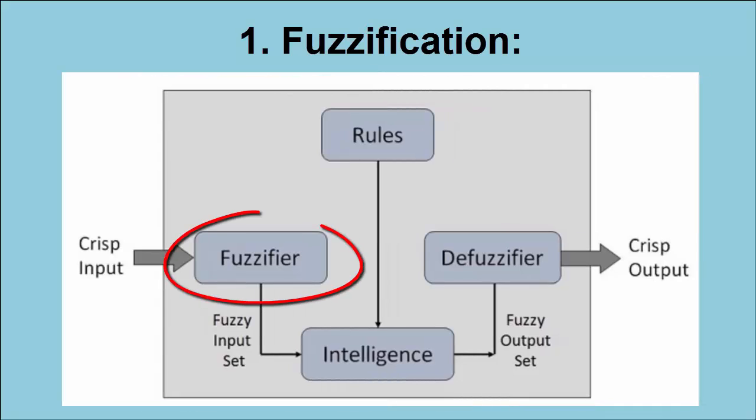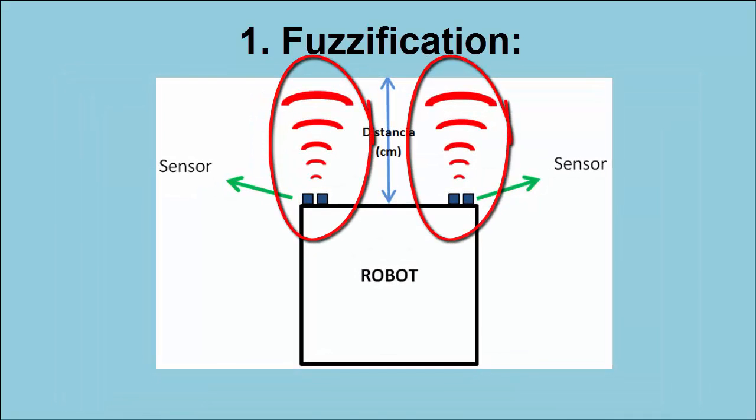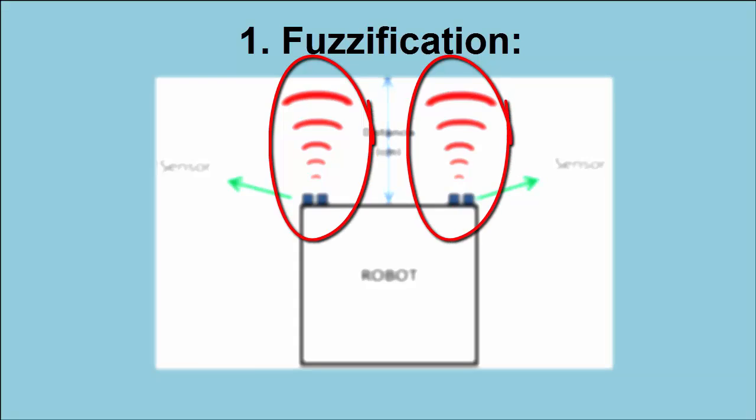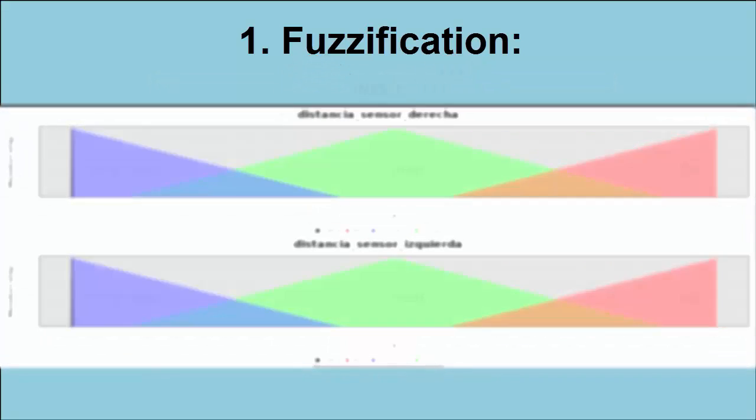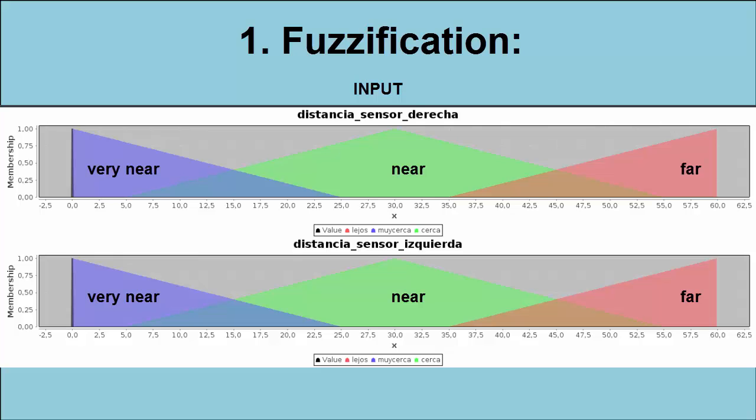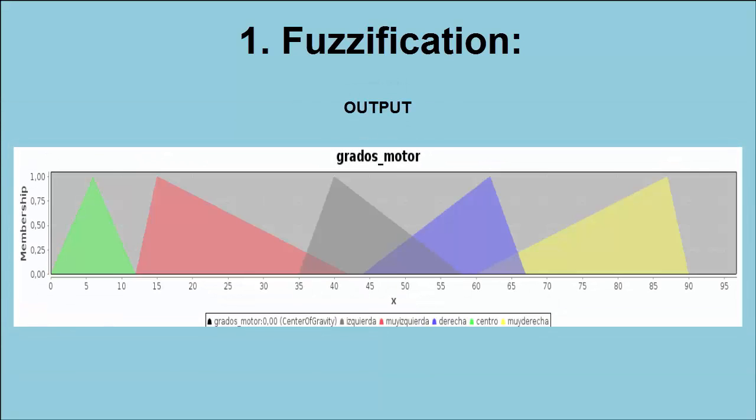Diffuse inference system. First, specification. The degree of belonging of an abrupt entry to a system variable is determined. In this project, the inputs are left sensor distance and right sensor distance. The defined intervals to obtain the data of the sensor are the following: very near, near, far. Graph of the output of the system, in which 5 ranges are defined: center, very left, left, right, very right.